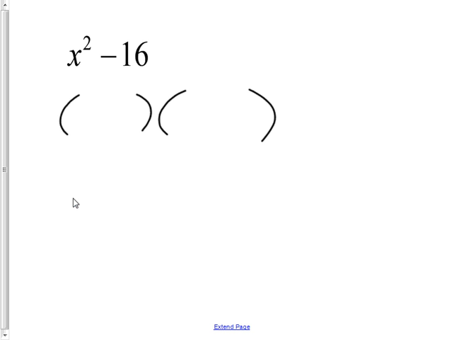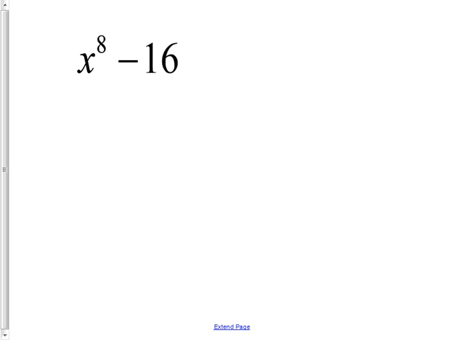Okay, so on this one, it's a difference of squares. X plus 4, x minus 4. Raise your hand if you had that one right. Okay, good. Let's move on into the tougher stuff. This is also difference of squares. It's just harder. Give it a try.